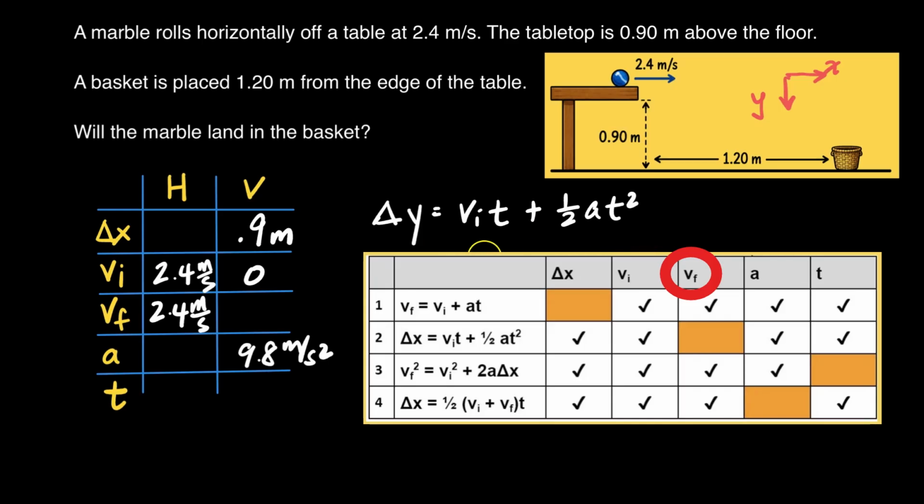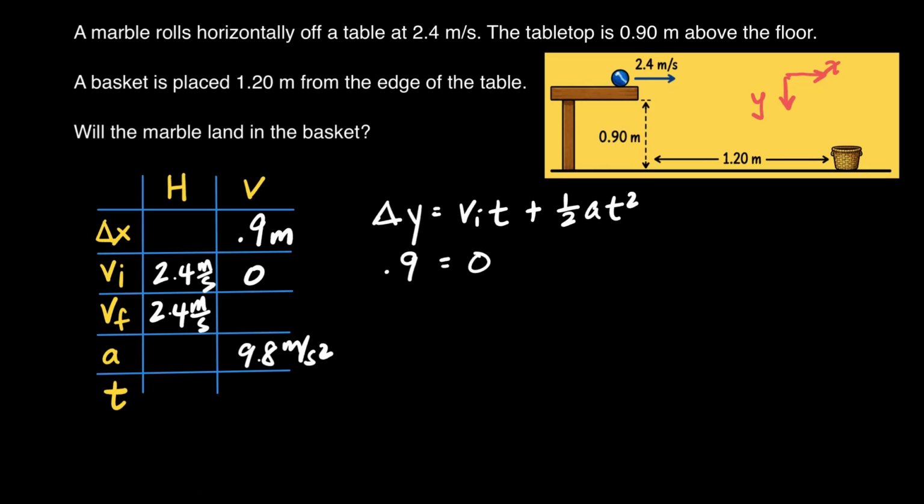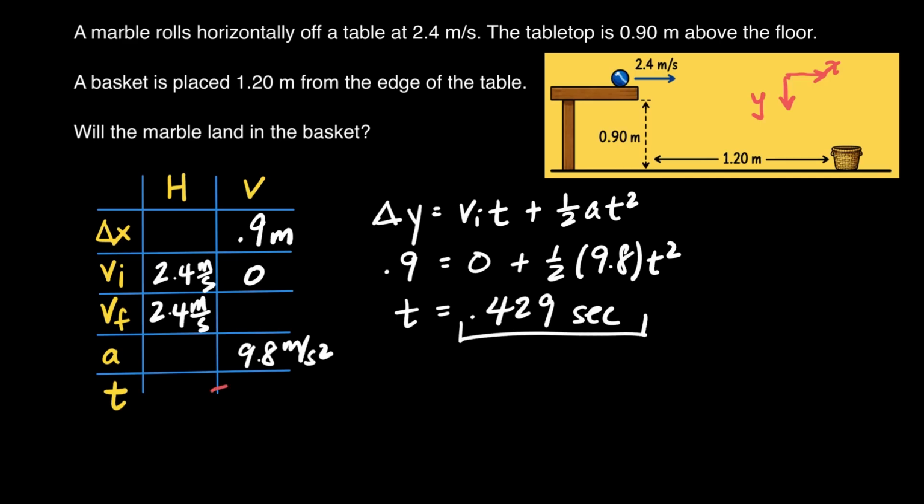Note that this VI is for the vertical initial velocity. So be careful when you're working through these problems. You need to be consistent. Are you working on vertical motion or are you working on horizontal motion? Plugging in the numbers, we get 0.9 is equal to 0 plus 1/2 times 9.8 times t squared. Be real careful with this square when you're solving for t. Once you solve for t squared, you have to square root both sides to find t, and we get t is equal to 0.429 seconds. I'm going to go ahead and bracket that because we're going to use this again.